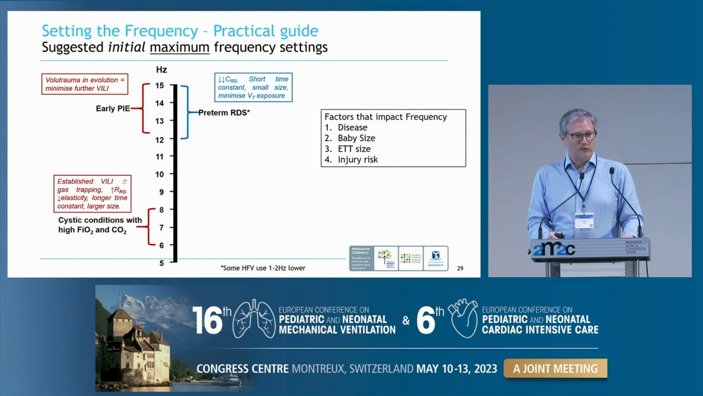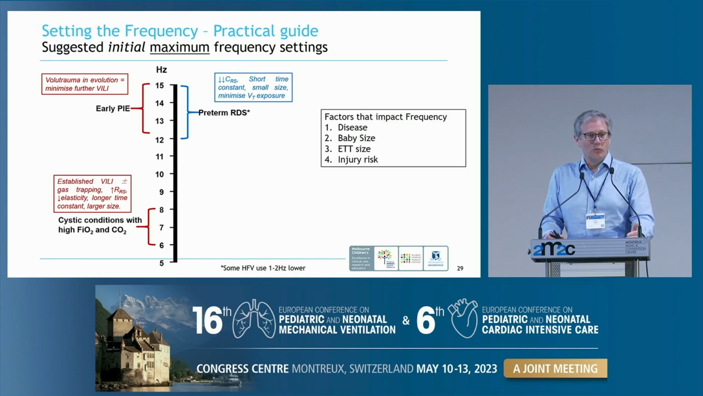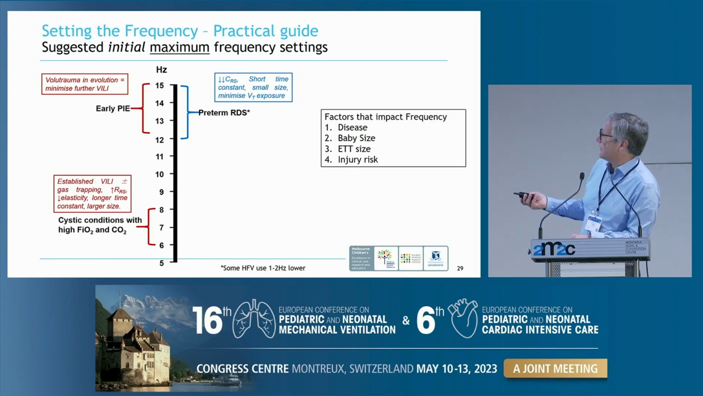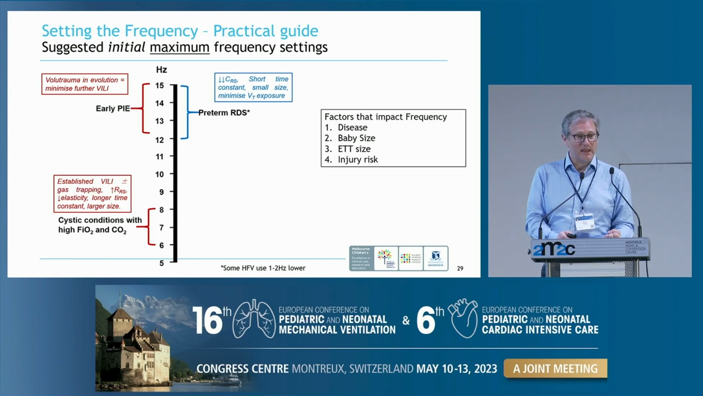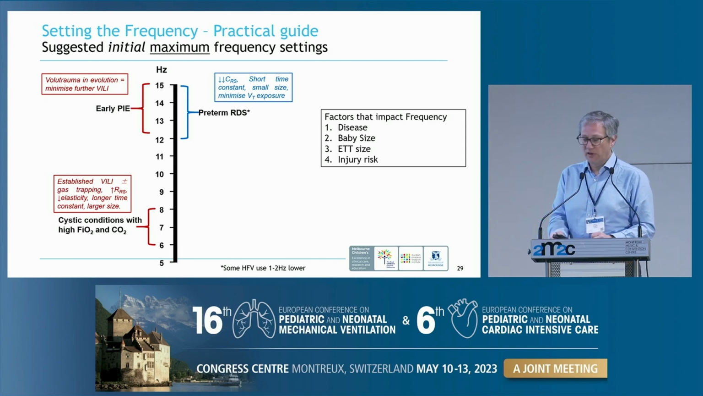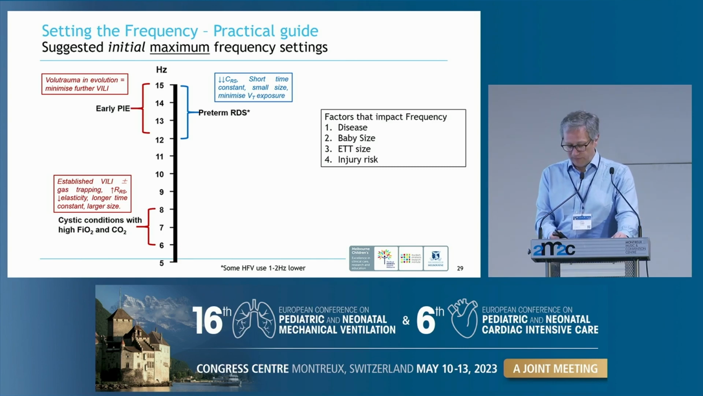If they have very cystic gas trapping conditions, that won't work anymore. The damage has been done. And here we need to give enough time to account for the increased resistance and poor elasticity, and enough time for the lung to empty during high frequency expiration, and also acknowledge these babies are rarely the same size. They're often a lot bigger. So I would use a lower frequency.